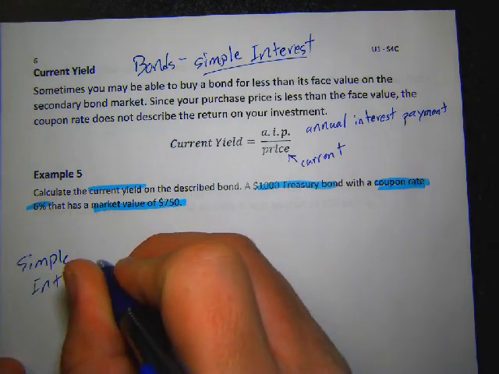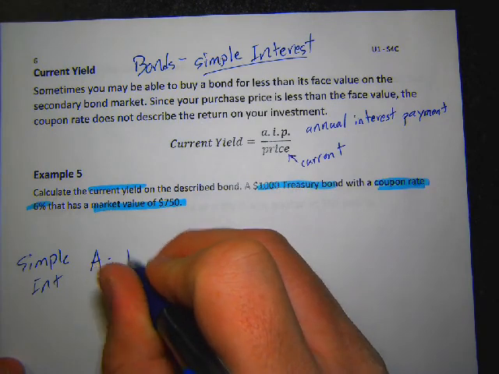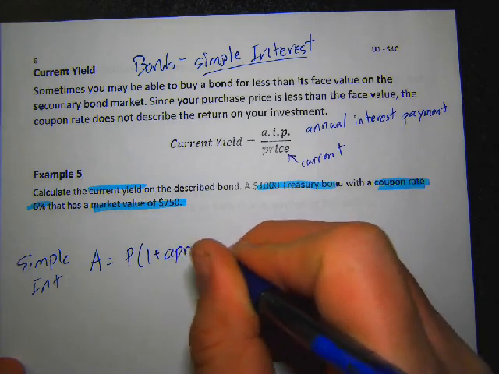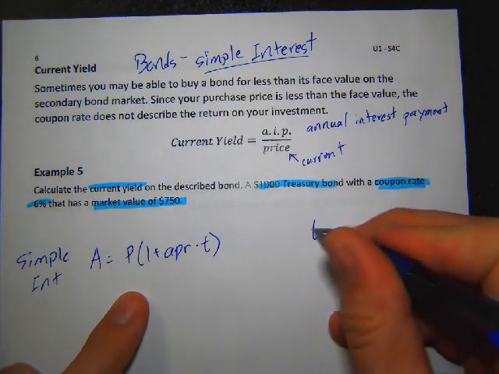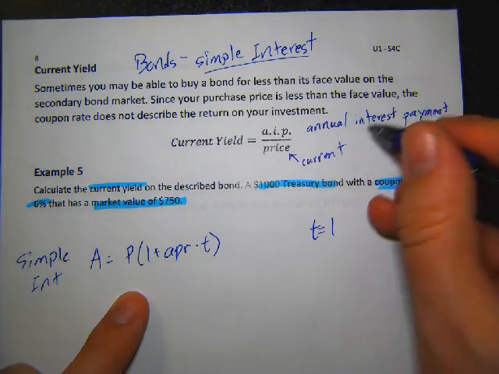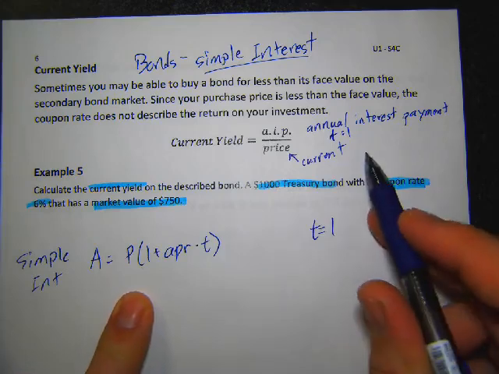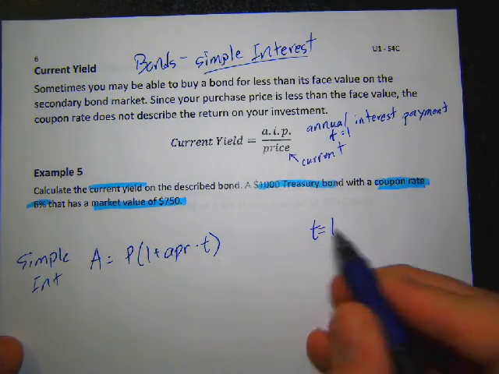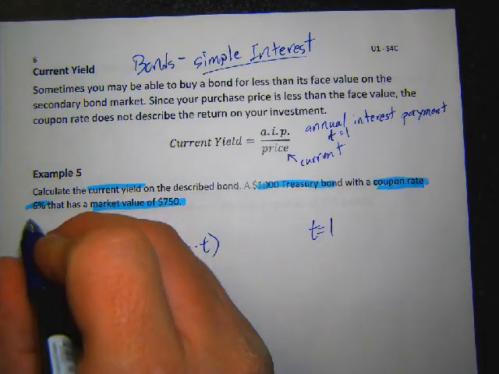So the formula for simple interest, we have the final amount is worth the principal times 1 plus the APR times the time. Now we want just 1 year, so we're going to make time equals 1 because we want annual. So this is where time is going to be 1 because we're doing just 1 year's interest. We want to find out what 1 year's interest is. So we'll use this formula with t equals 1. The interest rate is 6%. That's our APR in this case.